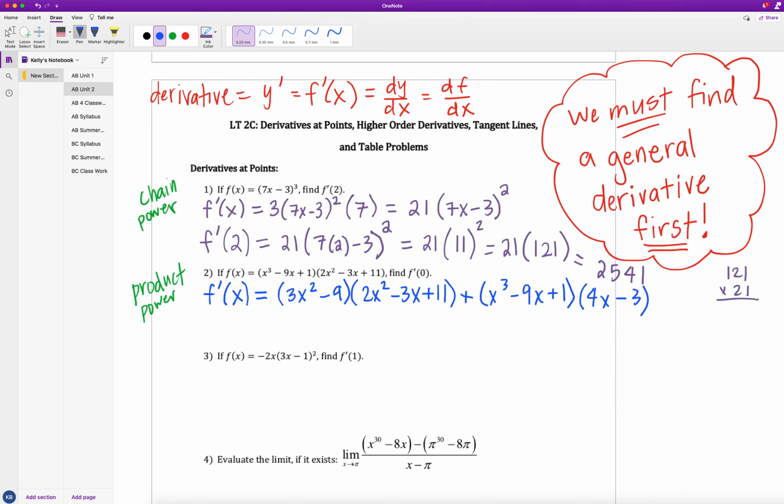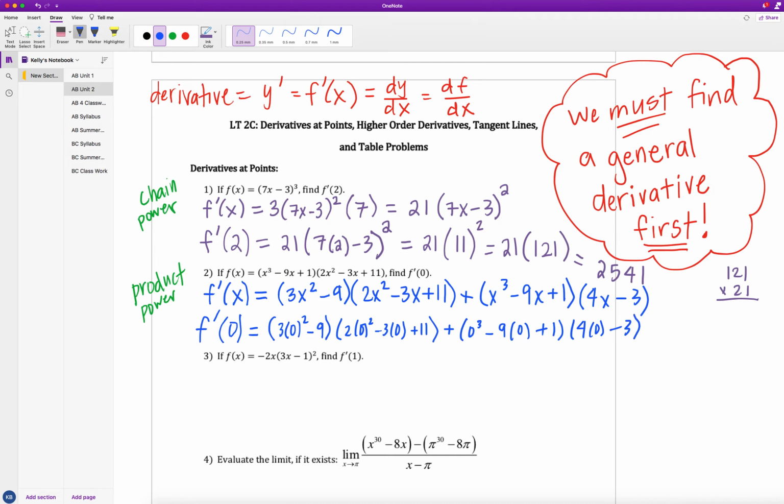Now that we have our general f prime of x written down, I can substitute in 0 for x and find f prime of 0, since they asked us for that value specifically. When I substitute in 0, a lot of things are going to 0 out. So I'll end up with 3 times 0 squared minus 9. Then I'll have 2 times 0 squared minus 3 times 0 plus 11, plus I'll have 0 cubed minus 9 times 0 plus 1, and then on the last term we have 4 times 0 minus 3.